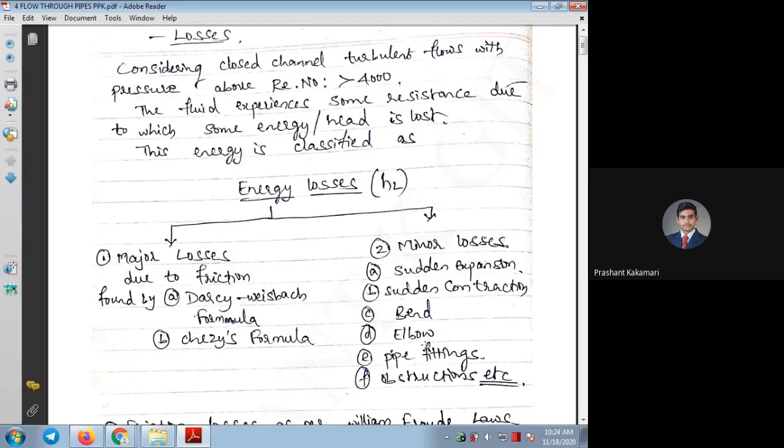In major loss experiments, we are not connecting the pipe with any connections other than the pipe or the mercury manometer. So in the major loss, we are neglecting all these minor losses.